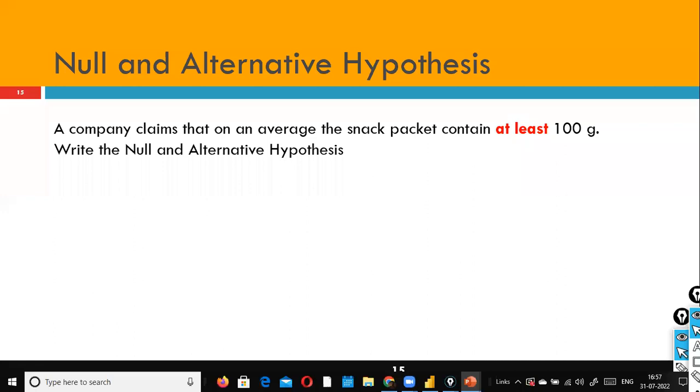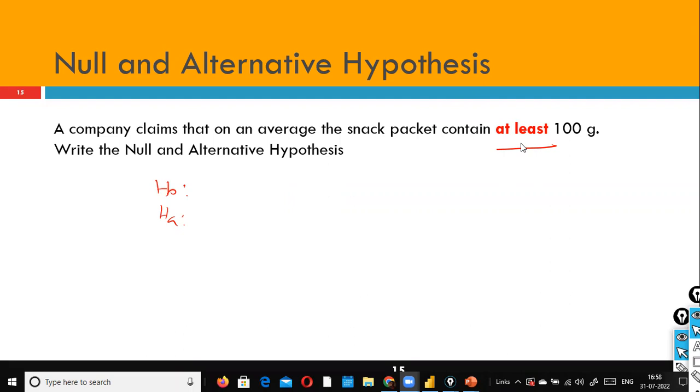Next, you tell me what is the null and alternative hypothesis. It's a very interesting one. At least, we can see the at least. At least 100 gram, write the null and alternative hypothesis. What is the null hypothesis? What is the alternative hypothesis? Let me see how many of you give the correct answer. No, not 100 gram. Here, that's why I highlighted it in red color.